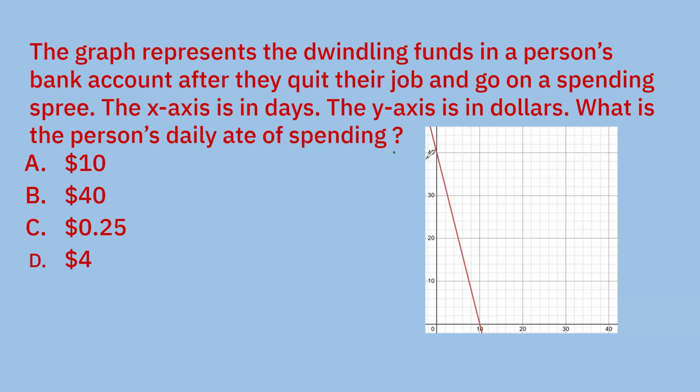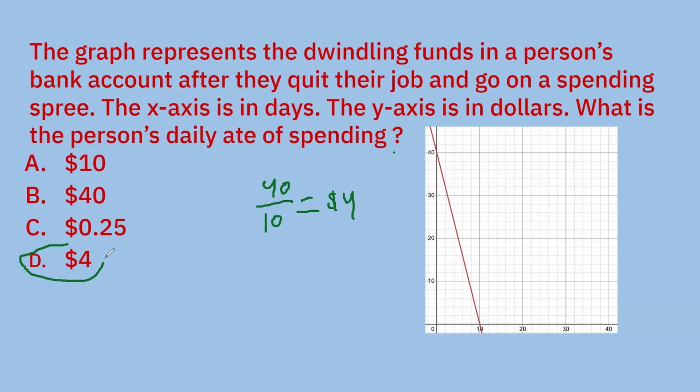So you're at 40, right? And then this is the dollars and this is the days. So they get down to 0 in 10 days. So it's $40 spent in 10 days, and you get $4 a day, which is D, right?